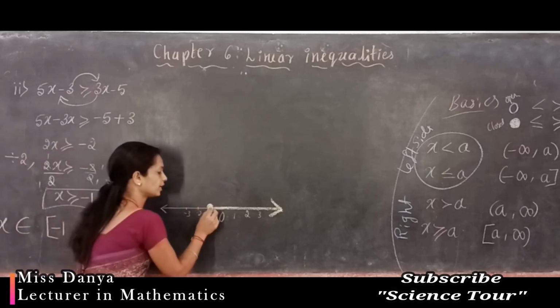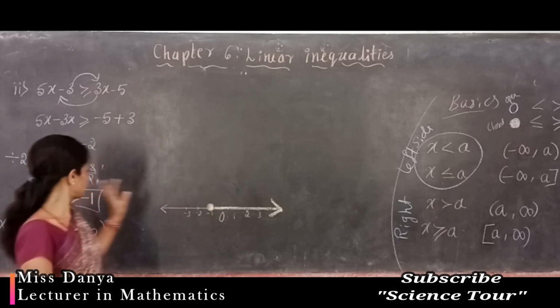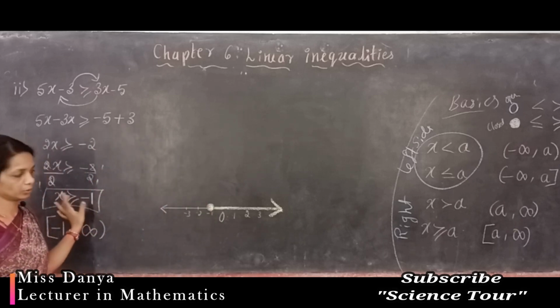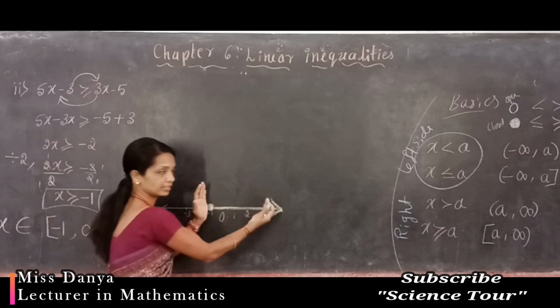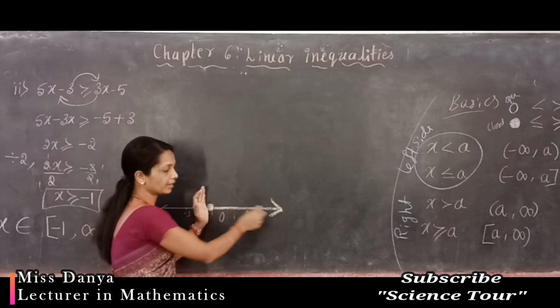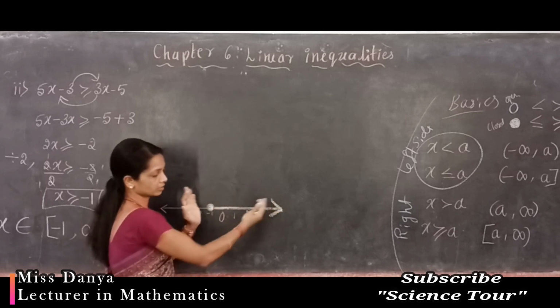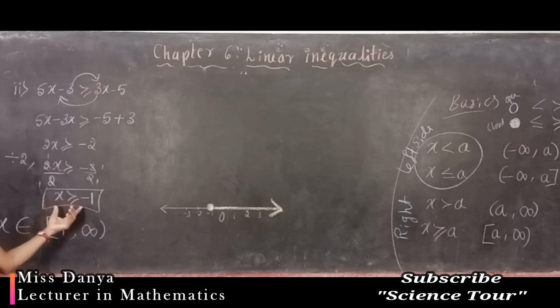Since we got a greater than or equal to symbol here, you have to shade up to the right side of minus 1 on the number line. Okay, you have to darken the number line to the right side of minus 1. This is the graph of this solution. Okay, and next problem.